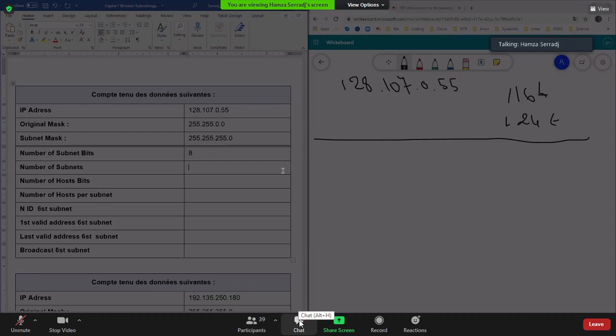Number of subnets, 2 power what? Jagjit, come on. Take it back. Take it back, Jagjit. Yes, okay. All right. You made me scared, right?